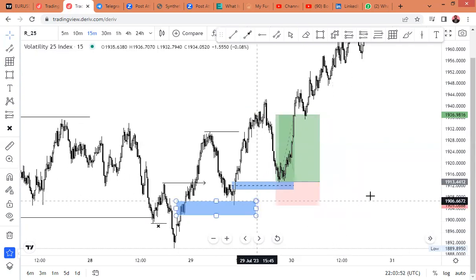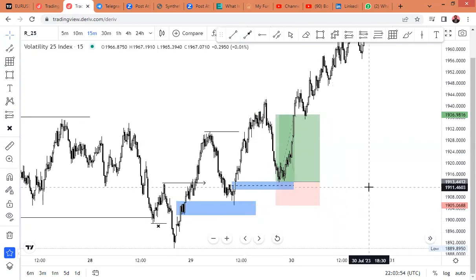Can you annotate? Are you using your phone? Yes, I'm using my phone. Try if you can annotate.